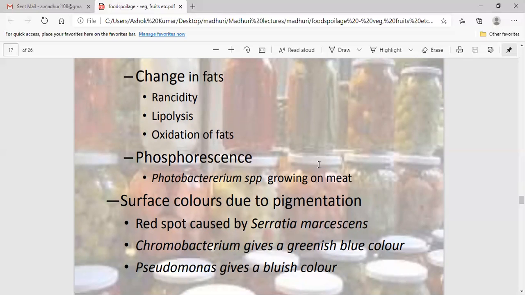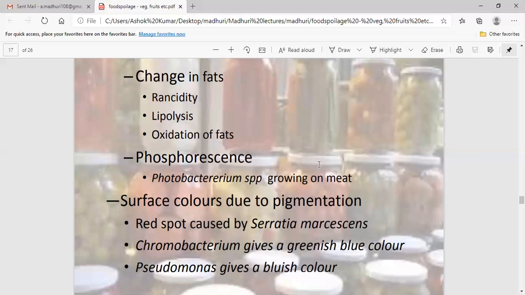And next is the surface colors due to pigmentation. Red spots caused by Serratia marcescens on the fish. So this pigmentation, if it is of red color, it is caused by Serratia marcescens. And next is Chromobacterium. It gives greenish blue color, and Pseudomonas gives a bluish color. So when we are talking about so many types of microorganisms which can cause food spoilage in day-to-day life, we'll be coming across many food materials which could be spoiled by different microorganisms, showing, for example, pigmentation, and we can identify different colors.